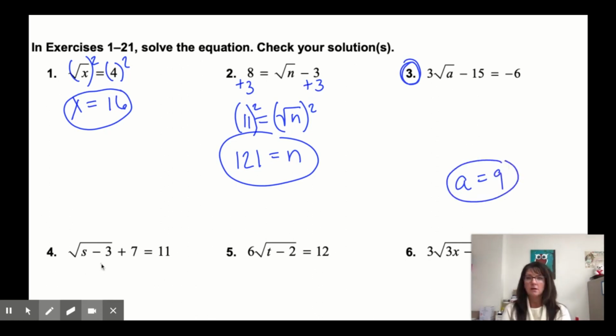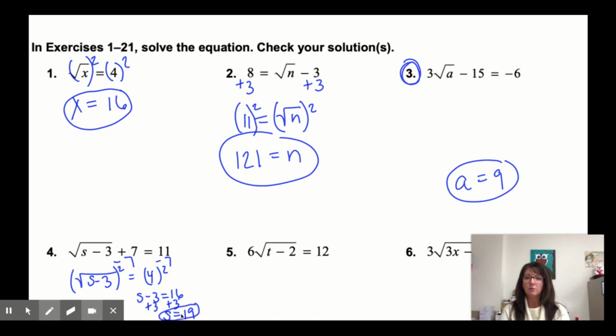Number 4, we will subtract 7. So we get the square root of s minus 3 is equal to 4. So now we're going to square both sides. We'll get s minus 3 is equal to 16. So we'll add 3 to both sides, and we'll get a final answer. s is equal to 19.